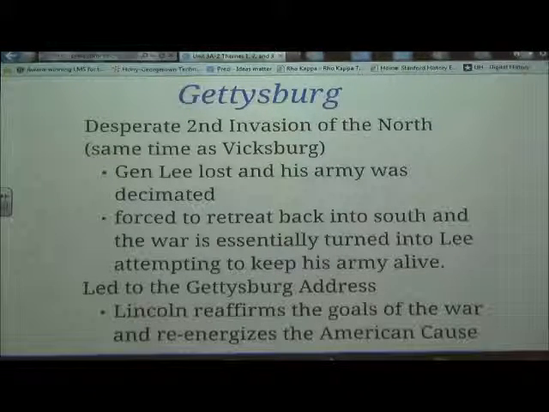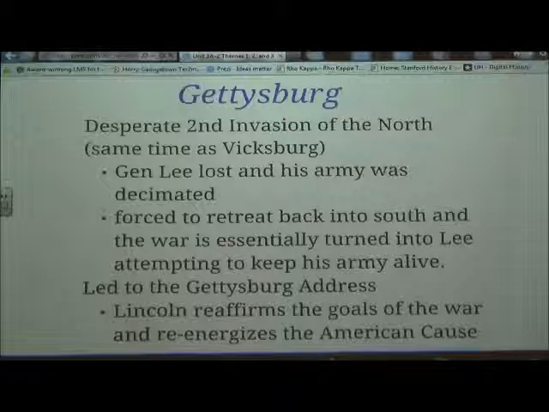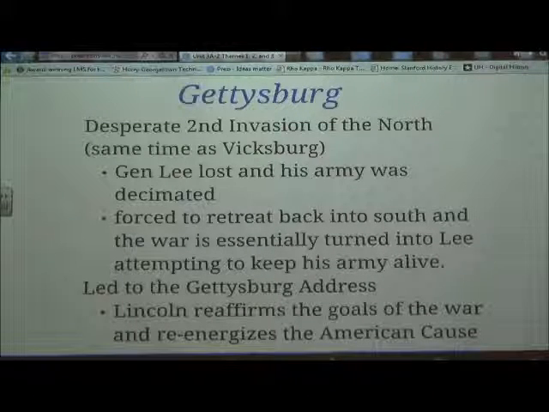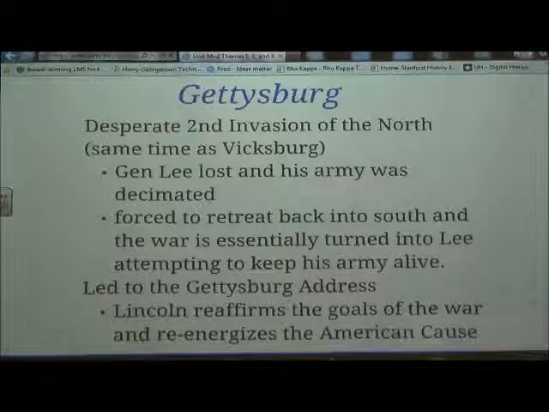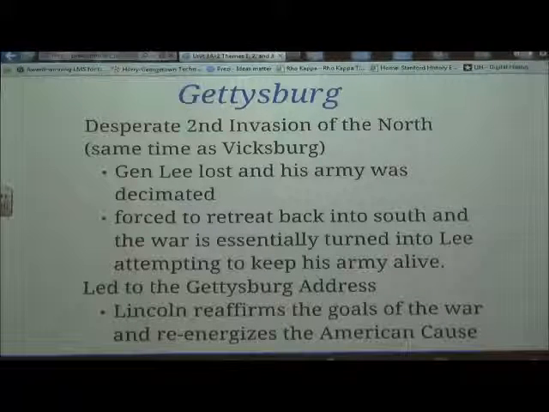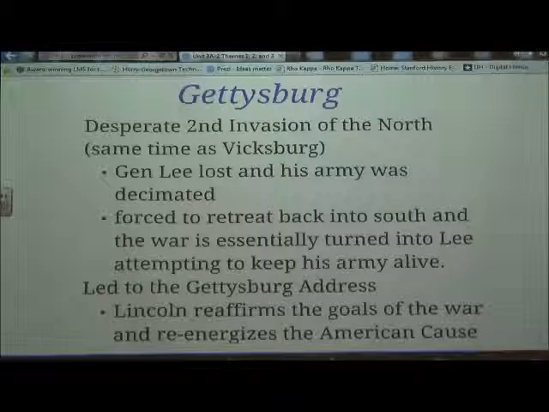General Lee lost. It's arguable why he lost. There is an event known as Pickett's Charge, which failed. But essentially, Lee lost his army. It was decimated. He's forced to retreat back into the South. And from this point on, the war is essentially a war of attrition, with Lee running around trying to keep his army alive. The war is essentially over at this point.